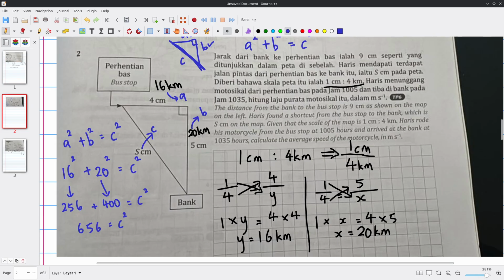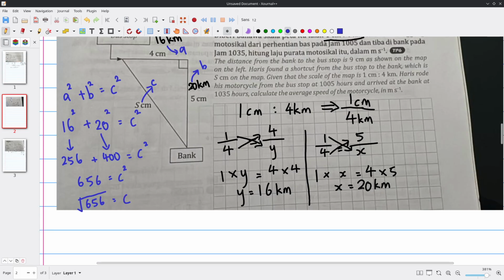Alright, the problem is the answer is not yet finished. Why? Because we want C only, but here we have another square, so that means we have to try to eliminate, try to destroy it lah, otherwise our answer is still not accurate lah, not tepat. So for a square, kalau kamu pindah pergi sebelah, dia akan jadi square root lah. Okay, jadi kamu punya jawapan dia supposed to be akan jadi 656 square root equals to C.